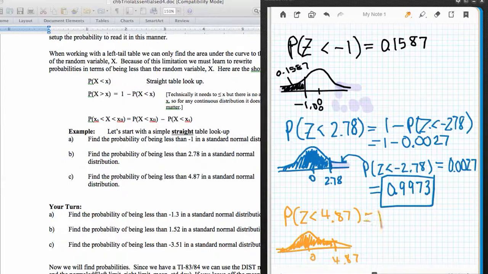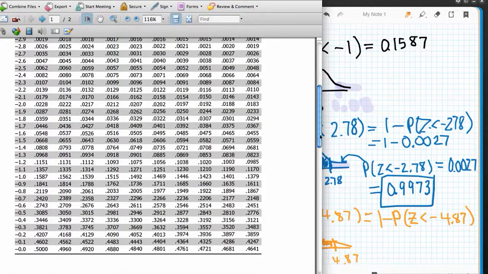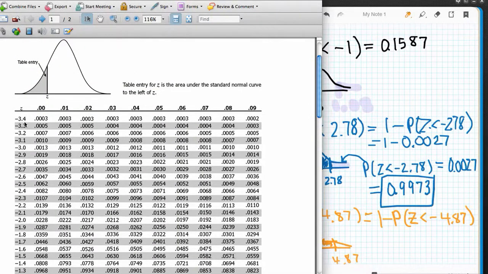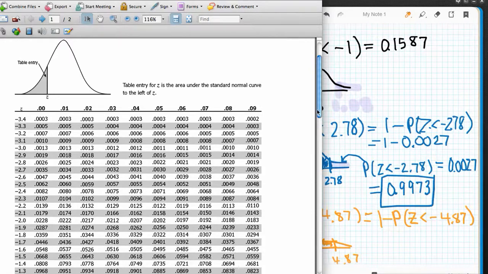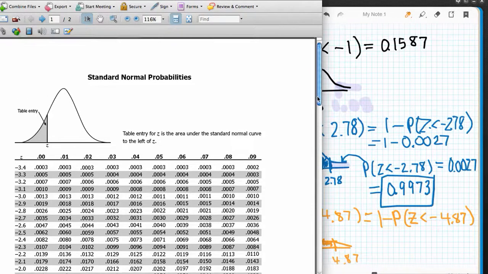So this is going to be 1 minus, and we'll just call that the probability that z is less than a negative 4.87, since symmetry tells us that being greater than 4.87 is the same as being less than negative 4.87. So I'm going to go to my table, and this one is upside down and backwards. And what you see is the smallest we get here is negative 3.44. And this goes clear to negative 3.49.